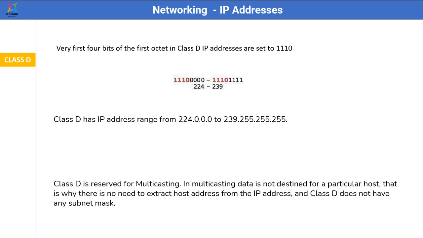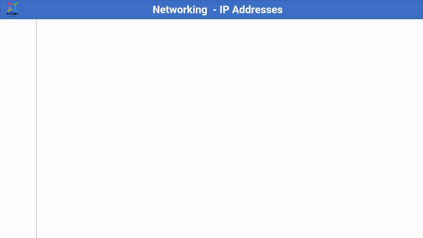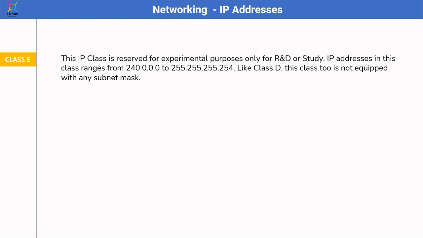In multicast, data is not destined for a particular host, but is sent to multiple hosts in the network. The class D IP address does not have any subnet mask. The last class, class E, is reserved for experimental purposes, research and development, and study. IP addresses in class E will range from 240.0.0.0 to 255.255.255.250. Like class D IP addresses, this class is also not used, and it is not assigned a subnet mask.